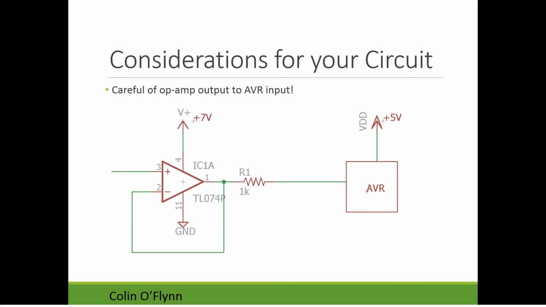The other thing you'll have to be careful of is the possible voltage swing to the AVR output. So you might have something like this. Your AVR is powered by 5 volts, and your op amp is powered by, let's say 9 volts, just for this example. If you power it by 9 volts, the op amp can actually swing at the output. It could go up to 7 volts.